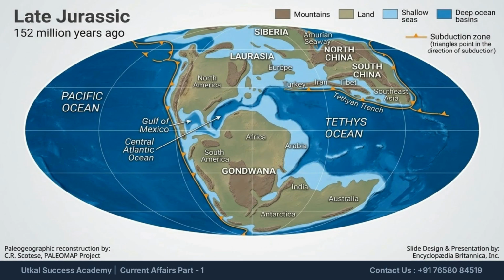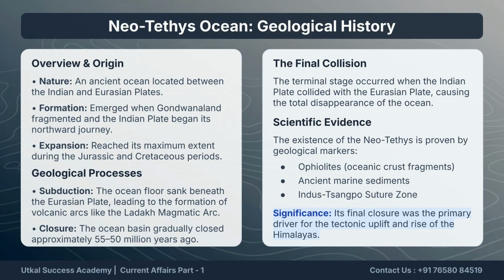This paleogeographic reconstruction shows the Earth 152 million years ago in the late Jurassic period, before the continents drifted to their present positions. The Neo-Tethys Ocean was an ancient ocean between the Indian and Eurasian plates. Its subduction formed volcanic arcs, like the Ladakh magmatic arc, and its final closure drove the uplift and rise of the Himalayas.